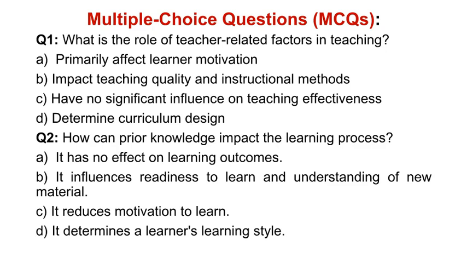Question 2 is, how can prior knowledge impact the learning process? A. It has no effect on learning outcomes. B. It influences readiness to learn and understanding of new material. C. It reduces motivation to learn. D. It determines a learner's learning style. Correct answer is B. It influences readiness to learn and understanding of new material.